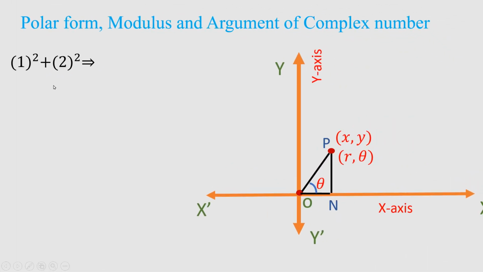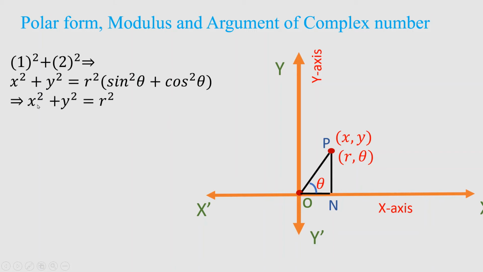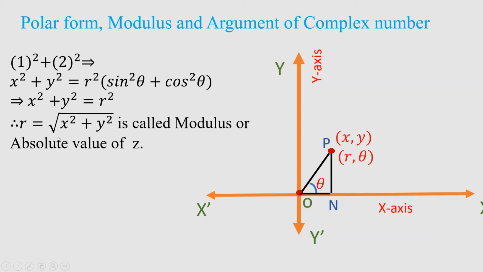And if we apply 1 square plus 2 square, then we get x square plus y square is equal to r square into sin square theta plus cos square theta, and we know sin square theta plus cos square theta is equal to 1. Therefore x square plus y square is equal to r square. Therefore r is equal to square root of x square plus y square. It's called the modulus or absolute value of the complex number z.